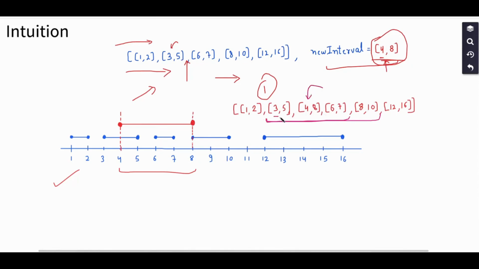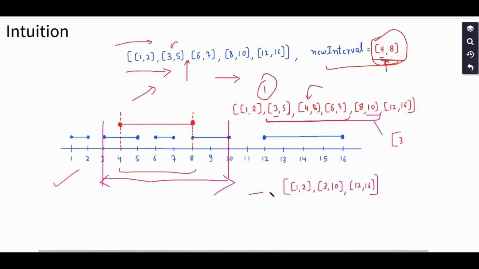So we can merge these four intervals into one interval, that is 3 to 10. Here you can see, all of these four intervals can be replaced with this new interval that starts from 3 and ends at 10, giving me the final array. So that is the final set of intervals that we would have, and this is the answer.